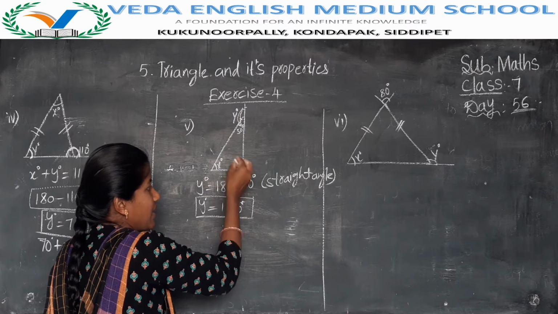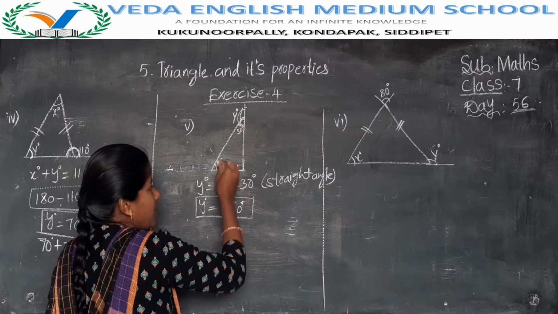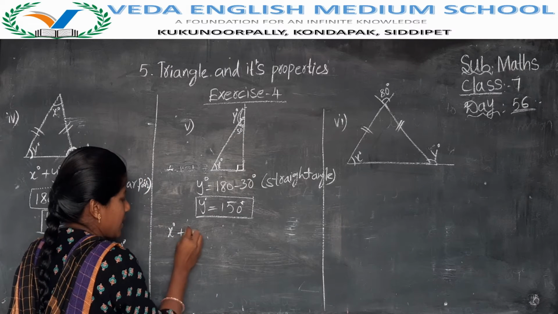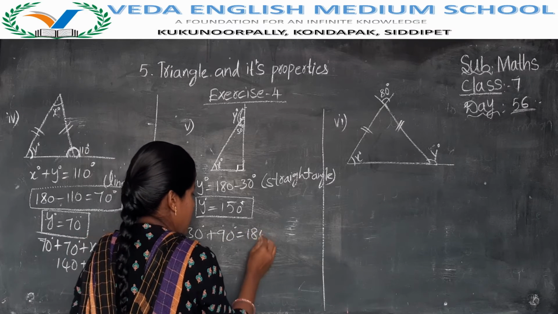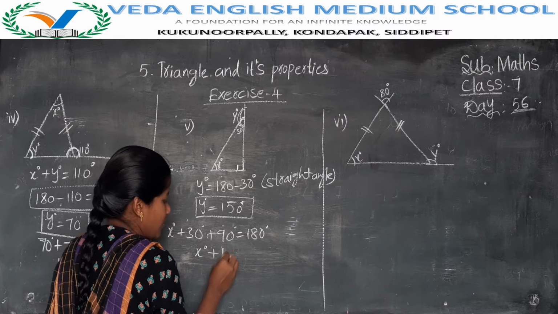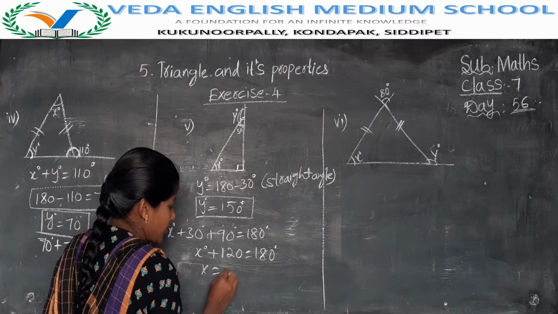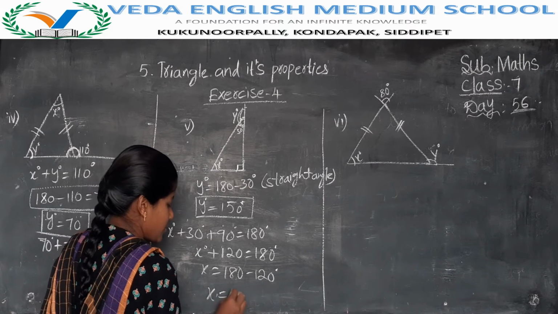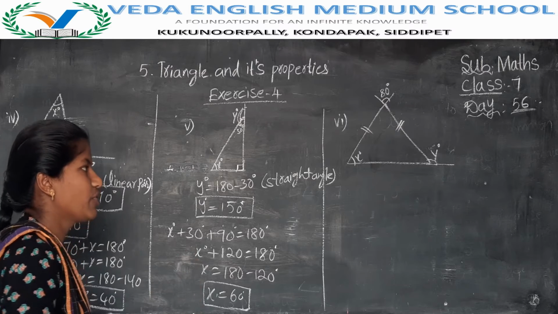Already it is perpendicular, a right angle, so here we have 90 degrees. So we will use the triangle sum property. X degrees plus 30 degrees plus 90 degrees is equal to 180 degrees. X plus 120 is equal to 180. X is equal to 180 minus 120. X is equal to 60 degrees. X is equal to 60, y is equal to 150.